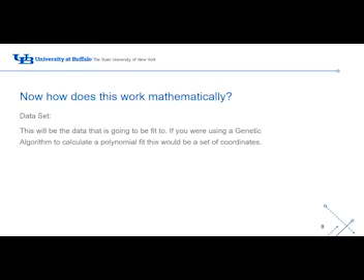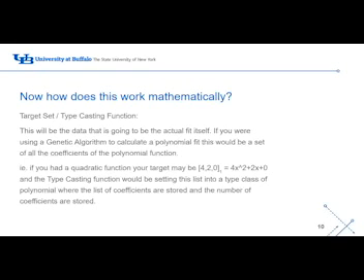So a data set, this is the data. If you were using genetic algorithm to calculate a polynomial fit, this would be a set of coordinates. You have a bunch of x and y coordinates, and you want genetic algorithm to figure out what the polynomial fit is. So if you want a cubic function, you say, hey, here are my points. Your target type is a cubic function, and go figure out what that cubic function is. Essentially, it's going to take those x and y coordinates and try to figure that out. The target step and the typecasting.